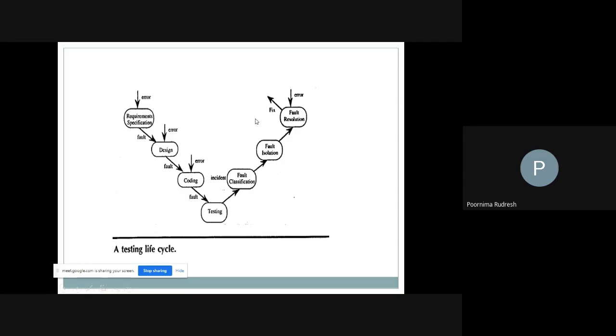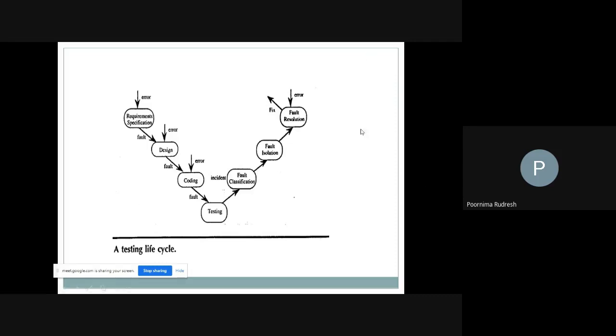So here, the in phase and the out phase. In phase means putting the errors or bugs into the system, and out phase is getting bugs out of the system. Here it is getting out the bugs, here it is putting the bugs into the system. So this is about the testing life cycle.